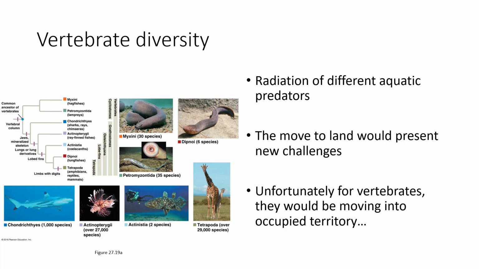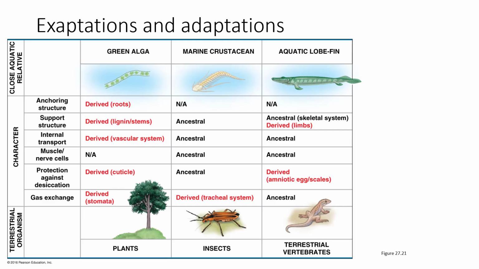You're like, hold on, wait, most fish? Yeah, well, you know, we have fish on land, and that's just your tetrapods. Unfortunately for tetrapods, they're going to be moving into occupied territory. So we're going to take a bit of a break and look at the arthropods. But first, how did they move onto land?